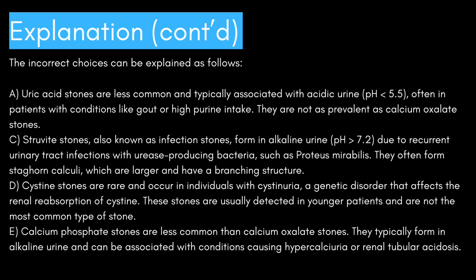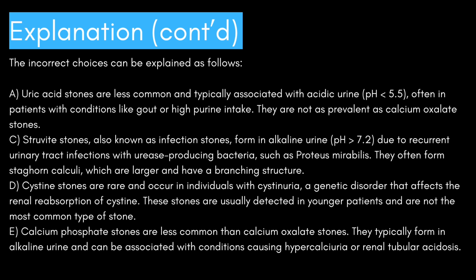C. Struvite stones, also known as infection stones, form in alkaline urine, pH greater than 7.2, due to recurrent urinary tract infections with urease-producing bacteria, such as Proteus mirabilis. They often form Staghorn calculi, which are larger and have a branching structure.